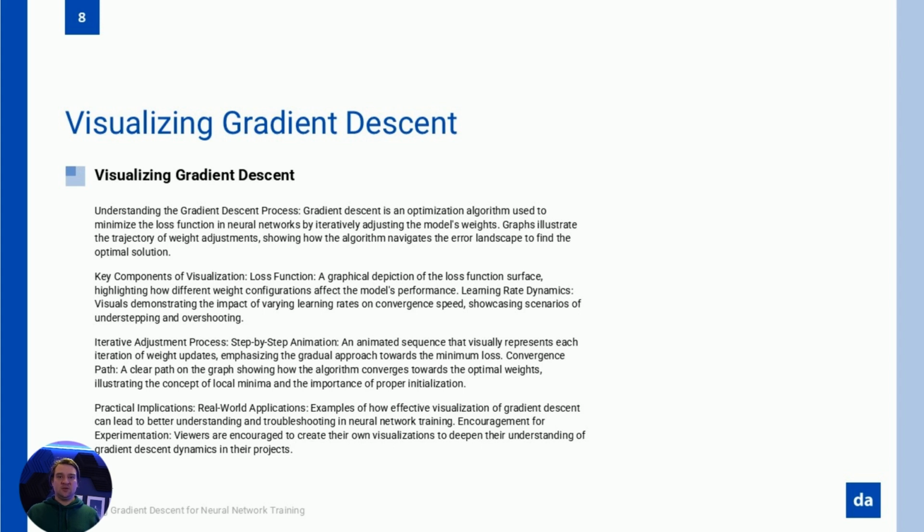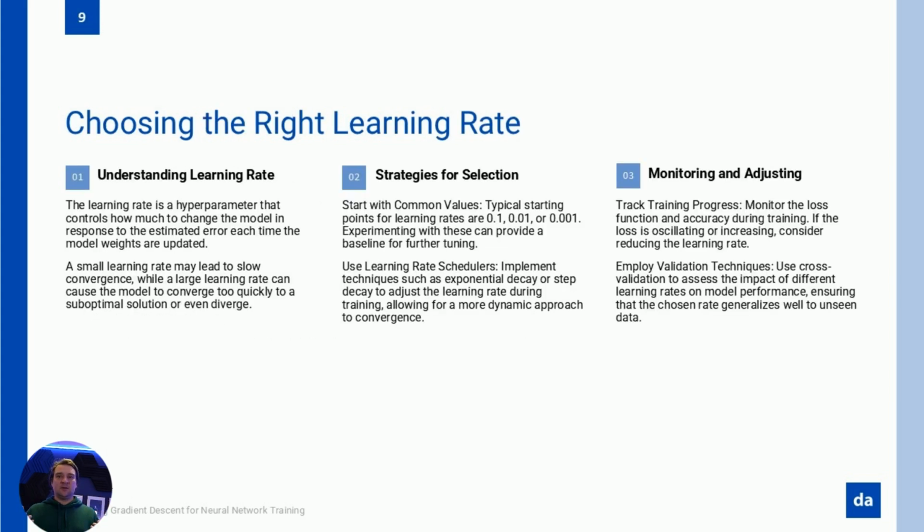Now that we've visualized how gradient descent navigates the loss landscape, let's tackle one of the trickiest parts of training, choosing the right learning rate. How do you find that perfect balance between speed and stability? Let's explore that next. Choosing the right learning rate is like setting the pace for a marathon.